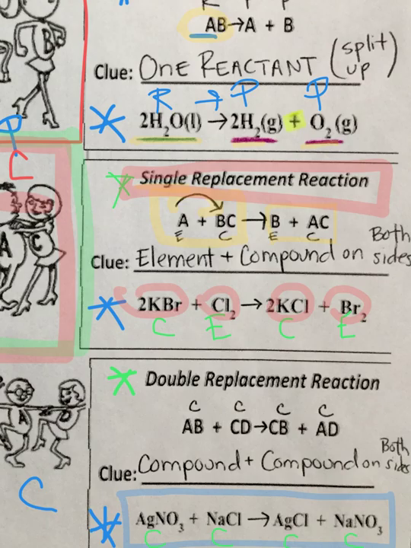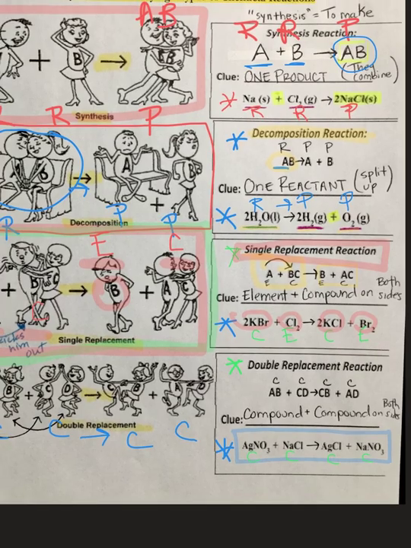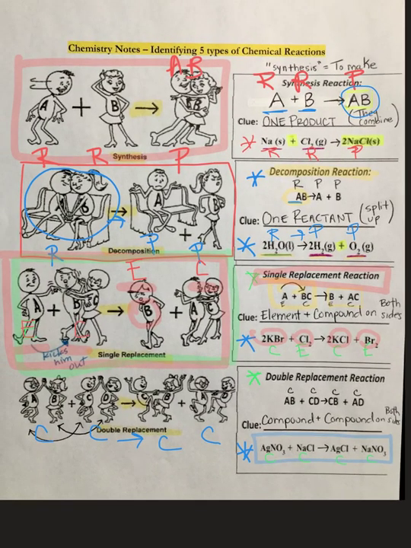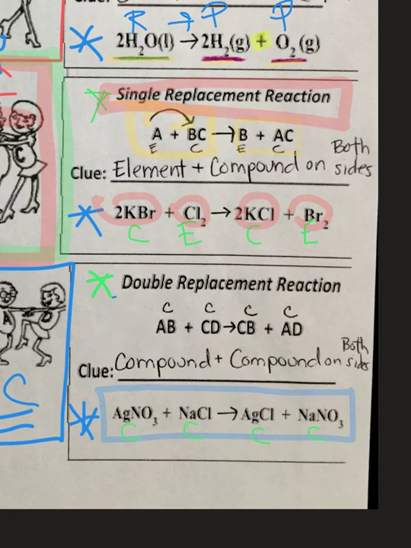Go back. A compound and compound on both sides is going to be generally the longest equation. And that's down here at the bottom, right here. Okay, you have a compound plus a compound, and after the arrow you still have a compound plus another compound. So it will be double replacement.